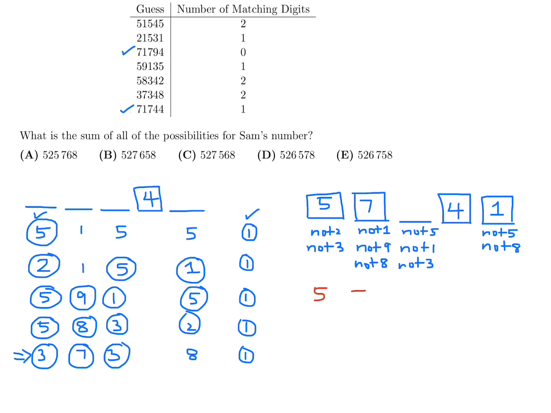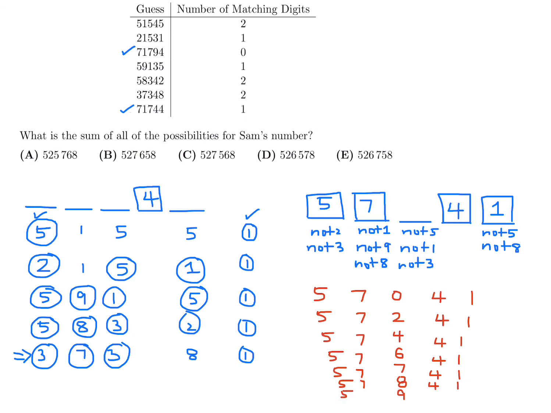These numbers will be 5, 7, 4, 1. And the middle digit is going to be either a 0, a 2, a 4, 6, 7, 8, or 9. The only thing it cannot be is 1, 3, or 5. But the rest of the digits are the same. So I hope you understood how I was able to figure that out. I tried to explain it in a way that is digestible. So these are the numbers.